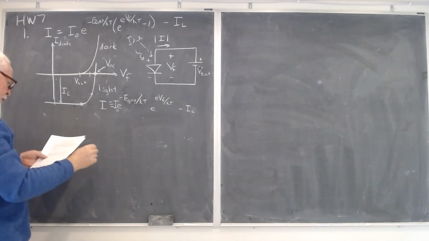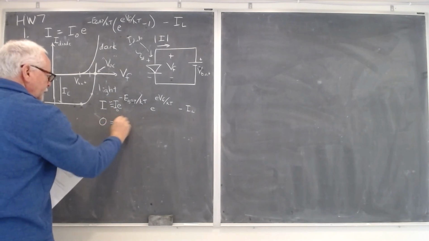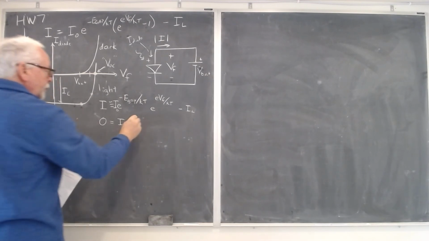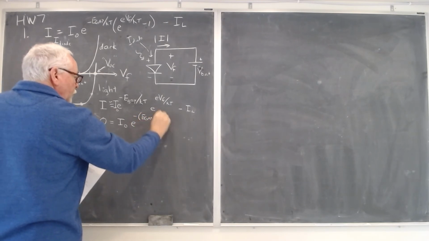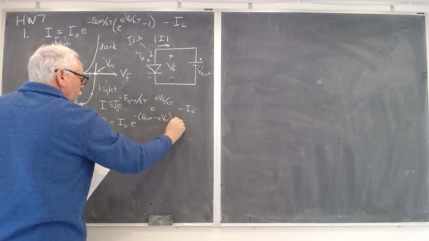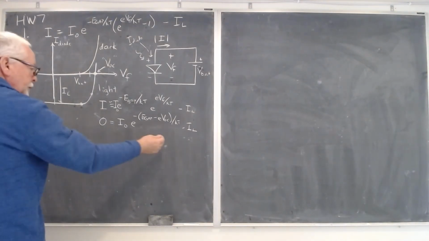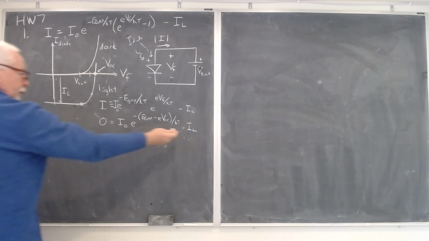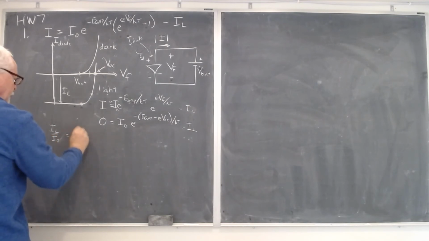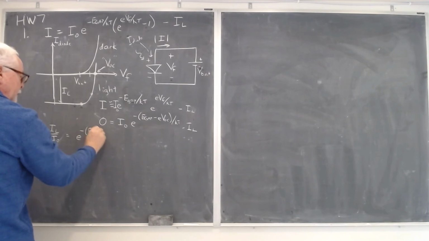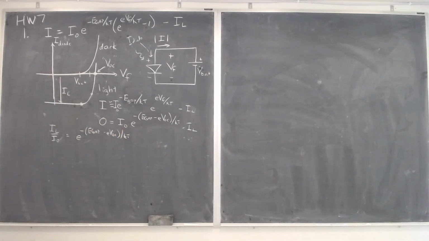And basically, what you're calculating is the voltage at which I equals 0. So you write down 0 is equal to I naught e to the, now put them together, all right, and now let's solve. So basically I can write down, by putting the I_L on the other side, I_L over I naught equal to e to the minus E gap minus eV_OC over kT. Now I could write that down.